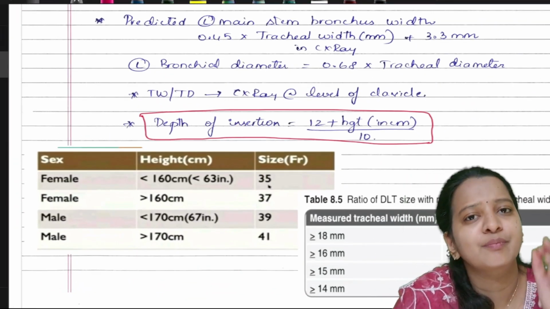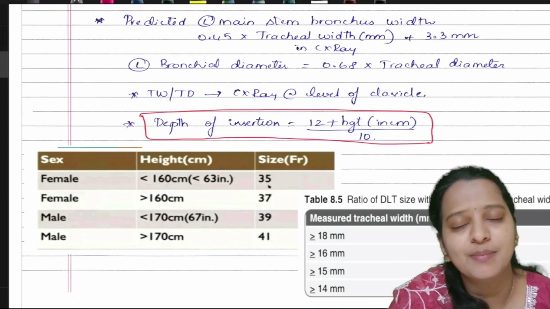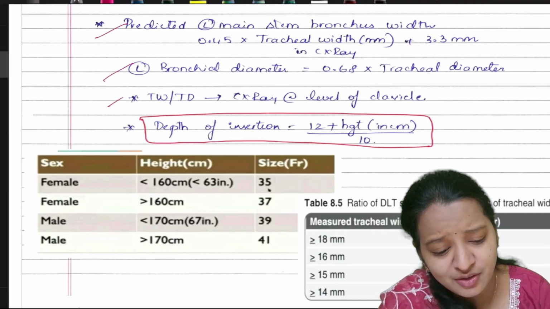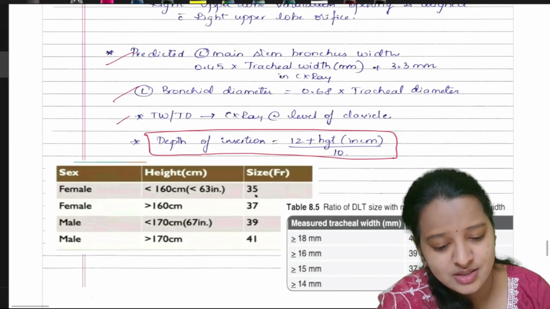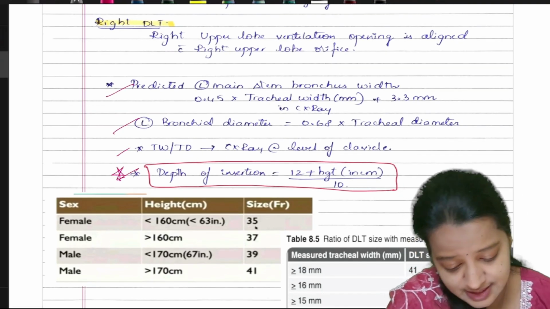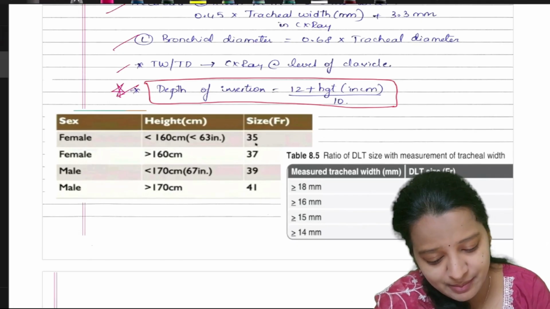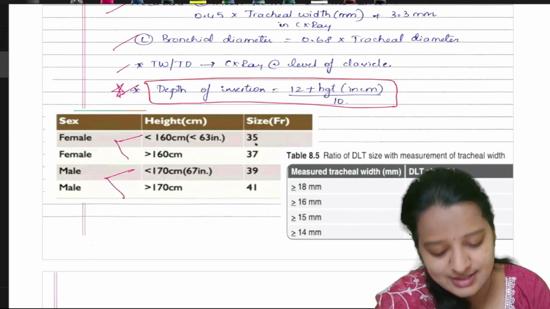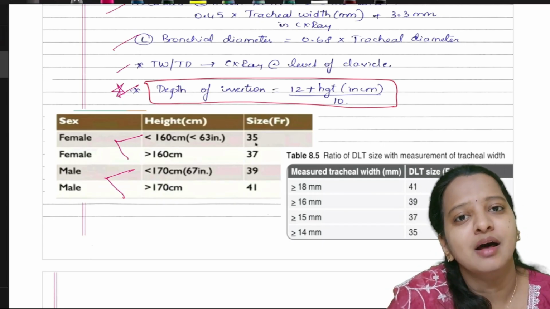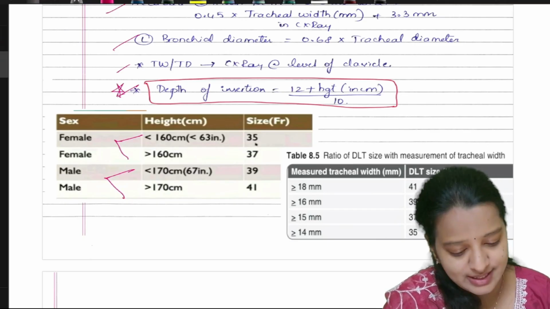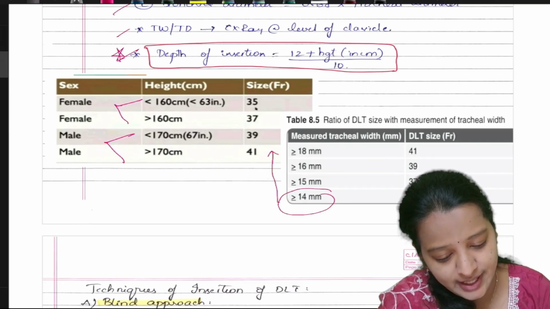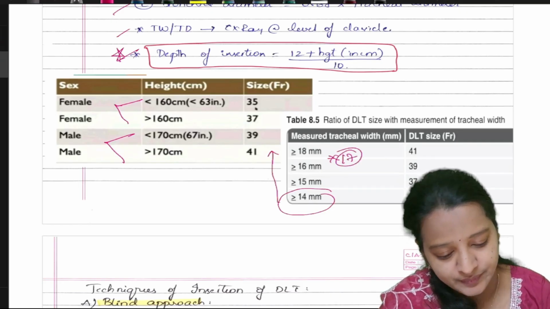So the depth of insertion is 12 plus height in centimeters by 10. Here are some other formulas. It is a little bit difficult to remember every numerical, so just remember this one. If you want it for the theory part, you can take a screenshot of this. And these are about the sizes in females less than 160 and greater than 160, and males less than 170 and greater than 170. And this is about tracheal width from 14 to 18. There is no 17. Okay.